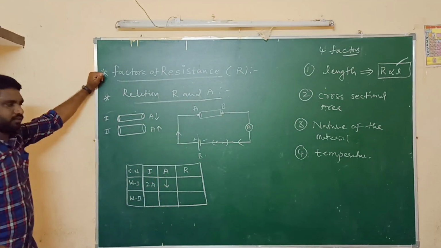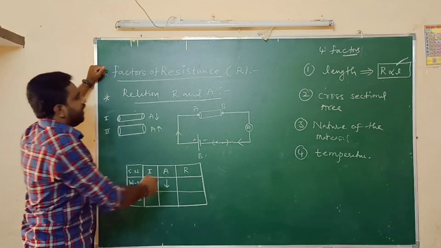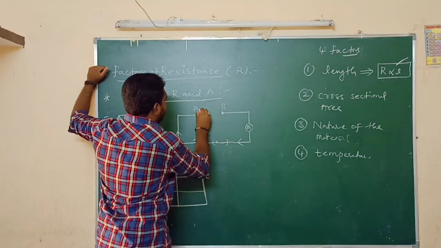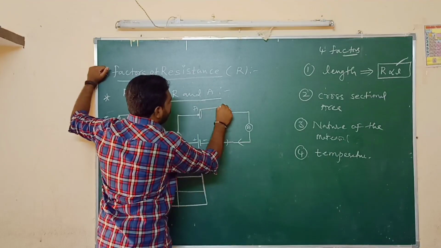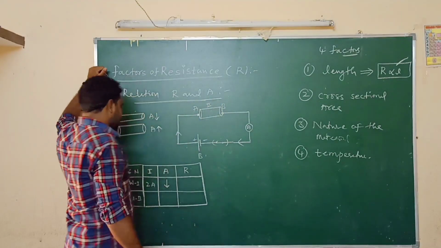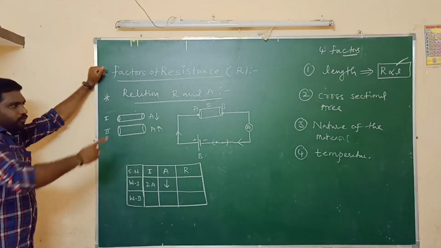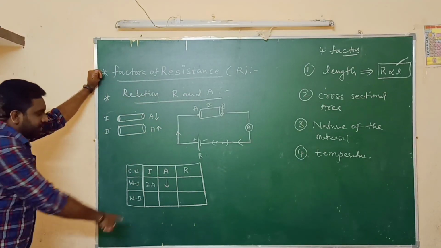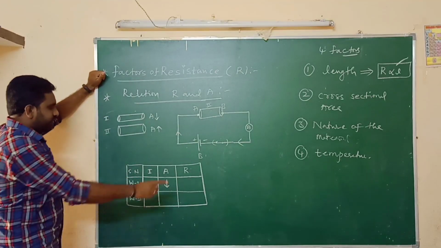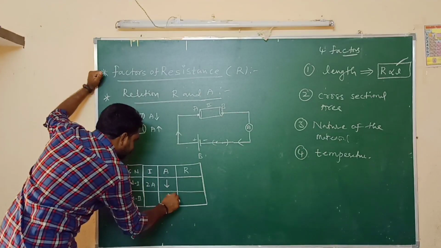Just we are assuming that. And next here we have to remove wire 1 and place the second wire here. It has more cross sectional area compared to wire 1. So again close the switch, note down the reading of the ammeter, and write the value of the current reading in the given table. So in this case the area is more.